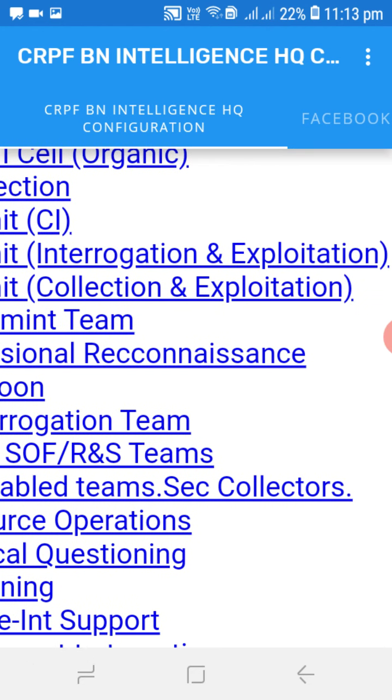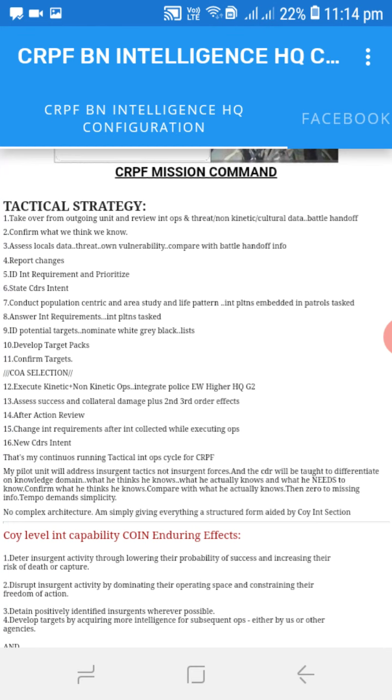Here, certain points I'll focus on. What is the CRPF Mission Command Tactical Strategy? Mission Command is actually centralized command with decentralized execution of operations, with every subordinate commander taking disciplined initiative. By the term disciplined initiative, it means the subordinate commander will have the freedom of action to take whatever, which I should say is mission type tactics.